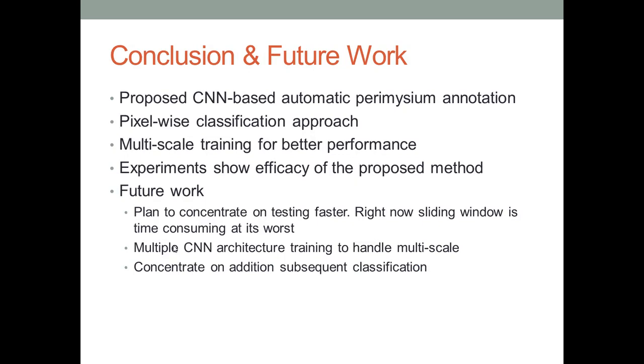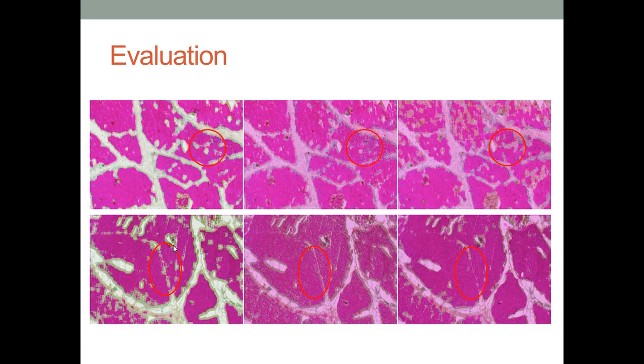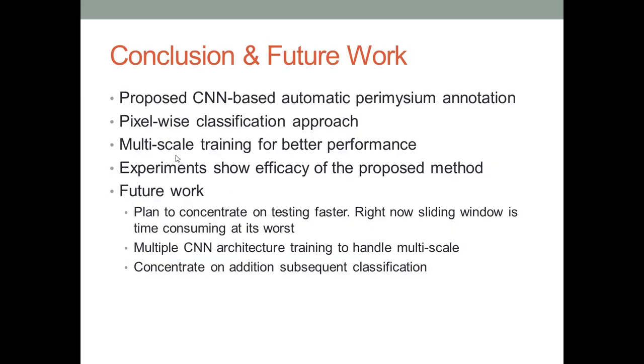So to finally conclude my work, I have proposed a convolutional neural network based automatic perimysium annotation, and the approach is basically a pixel-wise classification. I have trained my network to handle multi-scale data, and the experimental results, as I demonstrated, show the efficacy of the proposed method. For future work, my testing is so far a sliding window: I slide the trained model over each pixel of the large data set. One complete annotation takes roughly 1 or 2 hours, so it's a pretty big time to do the testing.